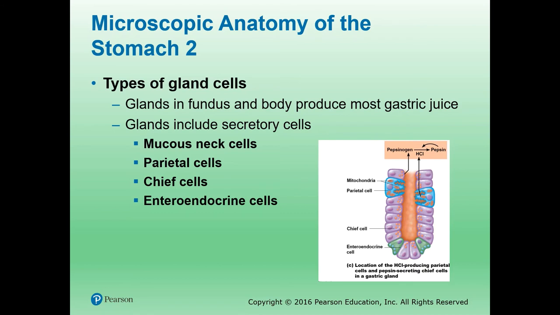So what are the glands that are found in that one layer that I said is really important? Well, first, the mucous neck cells, the parietal cells, chief cells, and the enteroendocrine cells, specifically sort of hormonal cells here. So hydrochloric acid is what is produced by our parietal cells. So the parietal cells produce the acid that helps to break down and digest food.